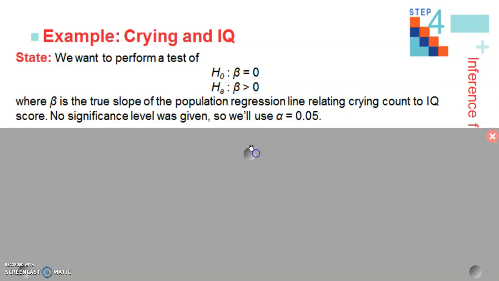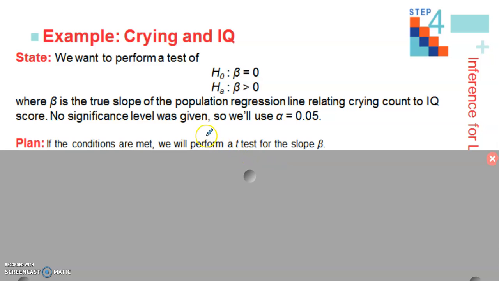So beta is the true slope of the population regression line relating these two variables. That would be crying count to IQ score. Since we didn't have a significance level given to us, we're going to use a significance level alpha of 0.05. Then plan. The name of this inference method is called a t-test for the slope, beta.